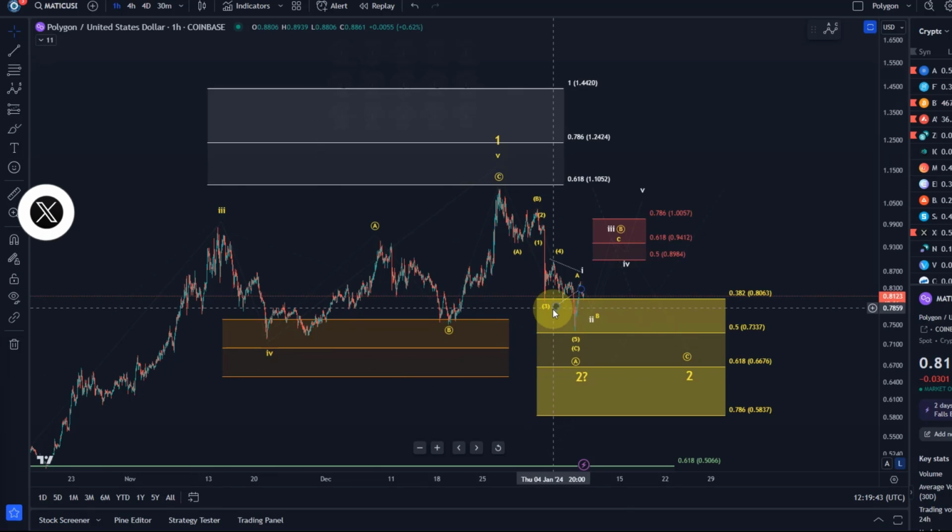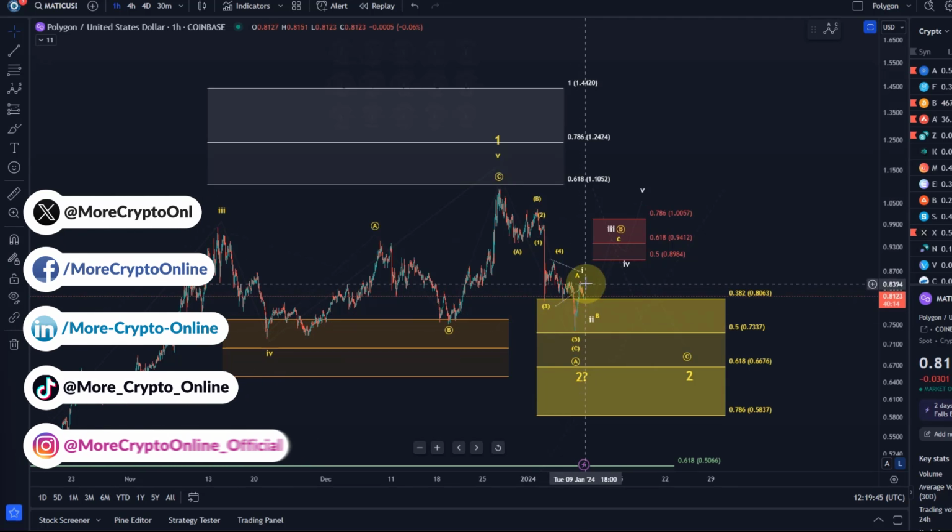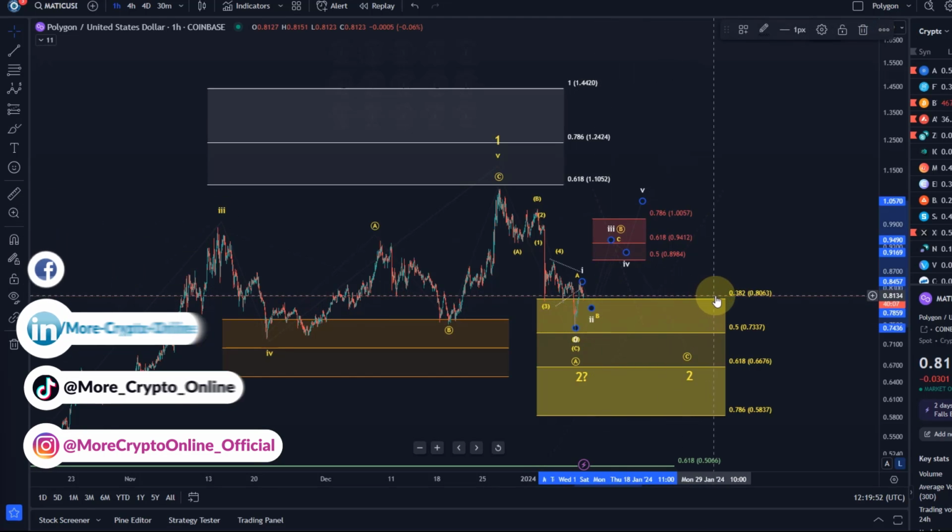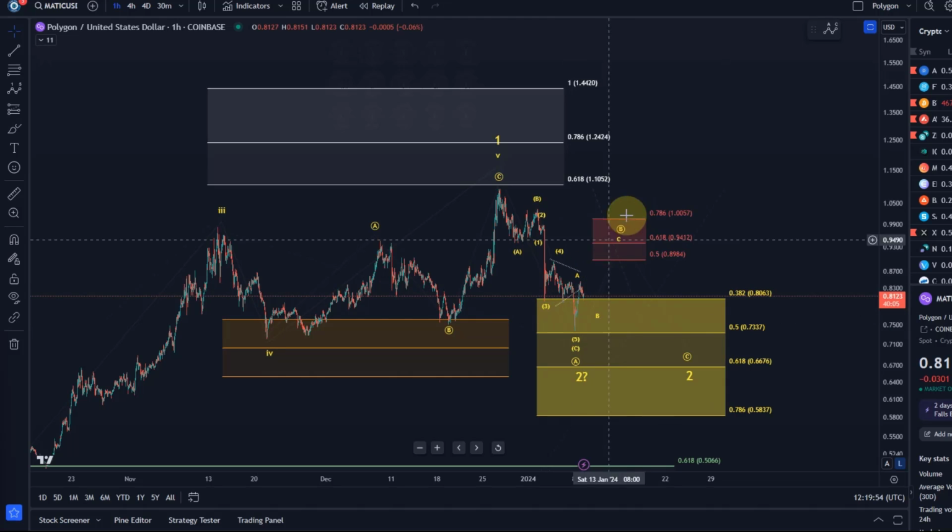On the MATIC chart, we've seen a nice reaction yesterday after my last video to the support area. And we now want to talk about how the current correction to the upside could unfold, or already the breakout. So let's talk about that.